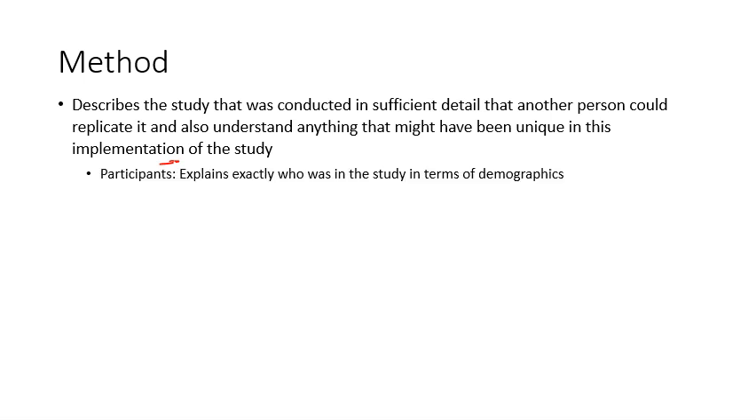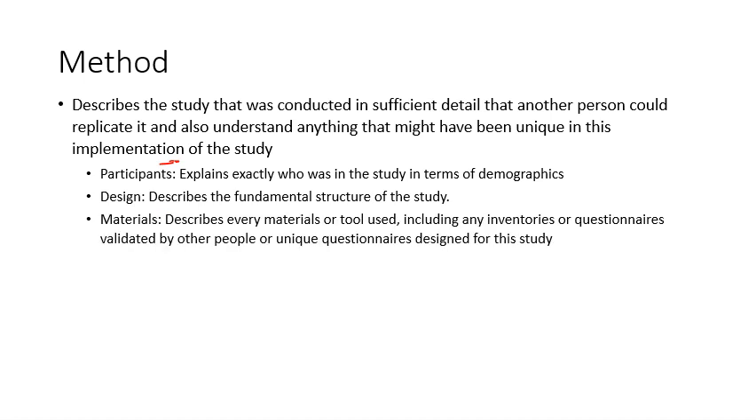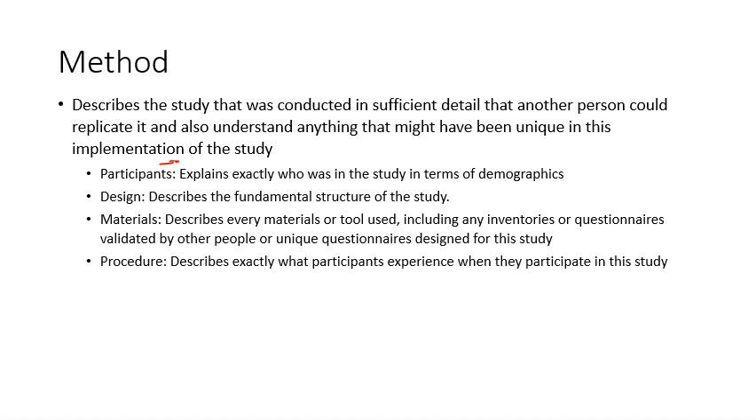They will tell us the participants, exactly who was in the study. We'll look at the example. They'll tell us the design, the structure of the study, which may be singled out separately or embedded within the other details. It will include the materials, so you'll learn everything that was used, and in studies with adults, this would include any inventories or questionnaires that have been used. And then the procedure, exactly what participants experience when they participate in the study.